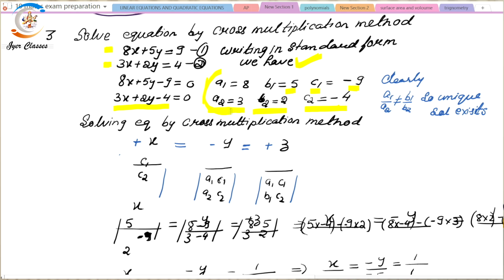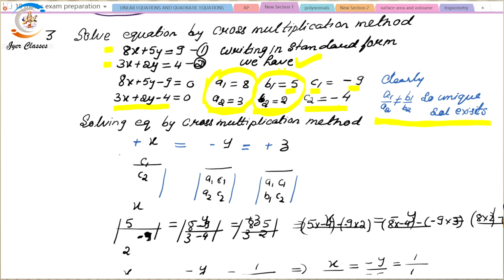देखो a1 by a2 देखिए 8 by 3 आ रहा है, b1 by b2 देखिए it is equal to 5 by 2. तो यहाँ हमें दिख रहा है साफ साफ कि a1 by a2 is not equal to b1 by b2. इसका मतलब यूनिक सोल्यूशन है. यूनिक सोल्यूशन है तो इसको हमको सॉल्व करना चाहिए.